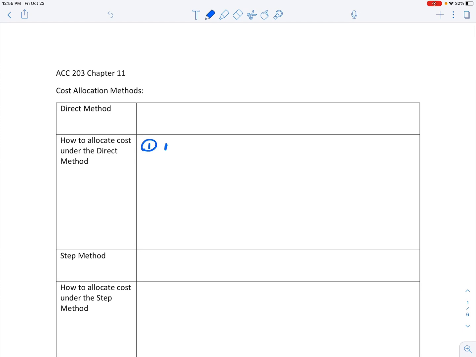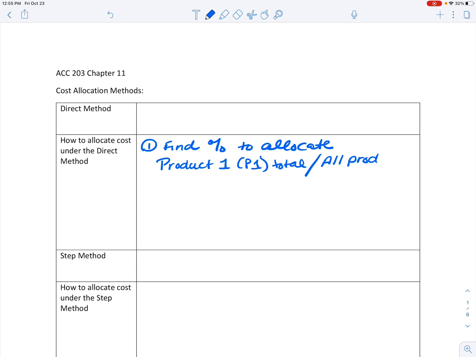First, you're going to find a percentage to allocate. This is based on your products. So you're going to take your product 1, or P1, total, and you're going to divide that by all of your products total. That's just going to tell you what percentage that product makes of your total products.